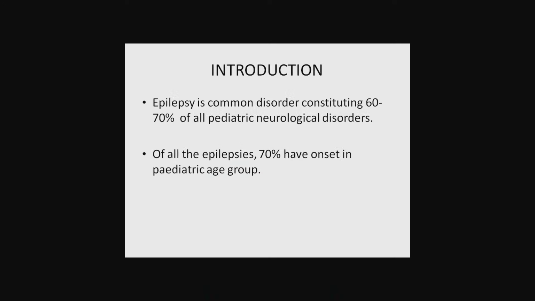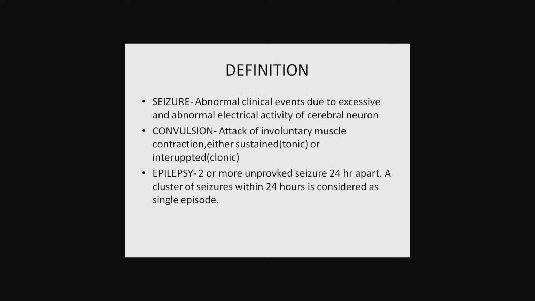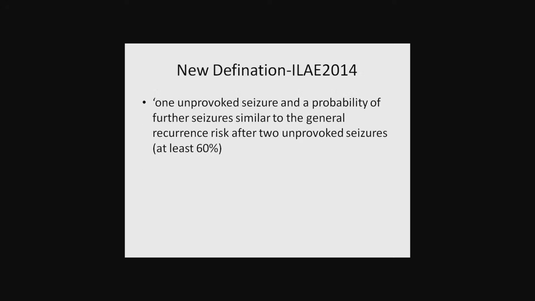So what is epilepsy? Epilepsy is a chronic disorder of the brain with propensity to have recurrent unprovoked seizures. So if there is a single seizure, we may not call it epilepsy. It has to be recurrent and it has to be unprovoked. For example, if there is a febrile seizure or if there is a trauma and the patient has a seizure, then we may not call it epilepsy. It is a single isolated seizure.